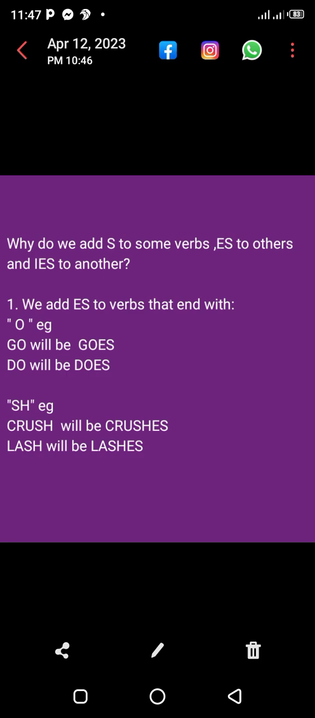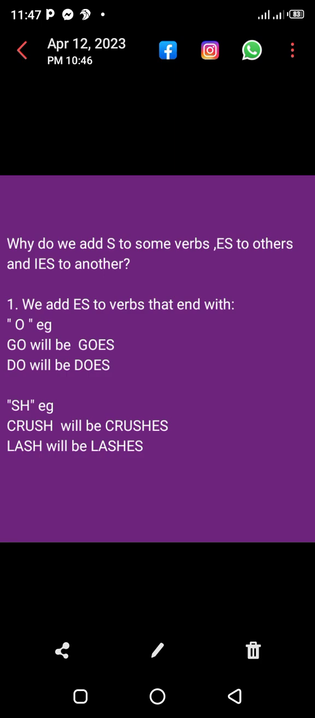Rule 1. The reason why we add s, es, or ies. The first rule: we add es to verbs that end with o. An example of this verb is go. When you want to form the singular verb, you add es and it will give you goes. Another example is do. When you add es to it, it will give you does.